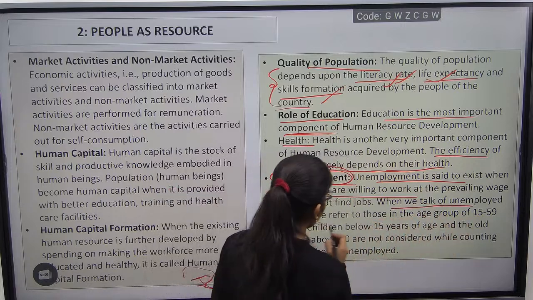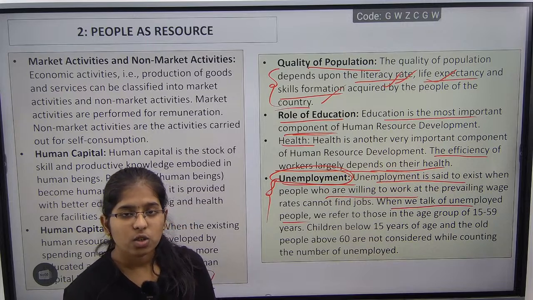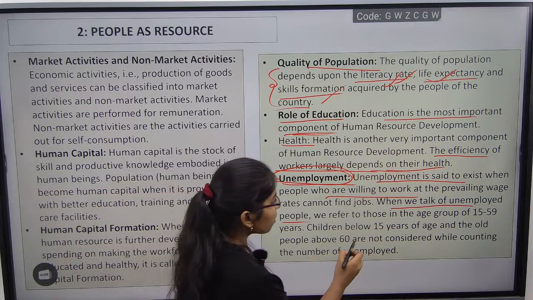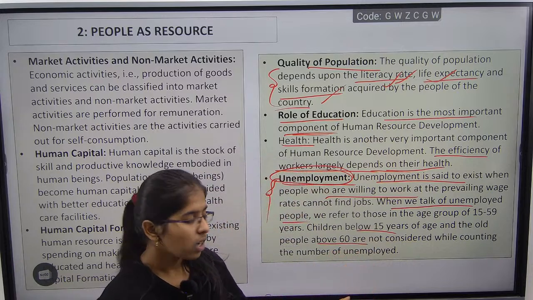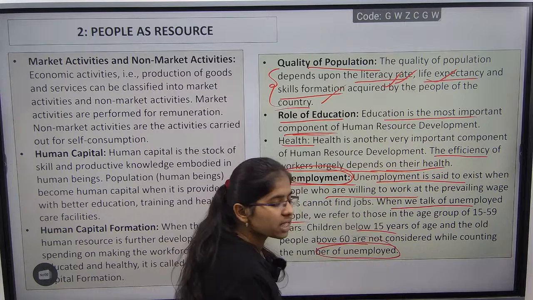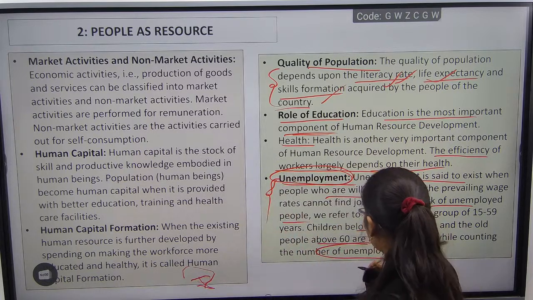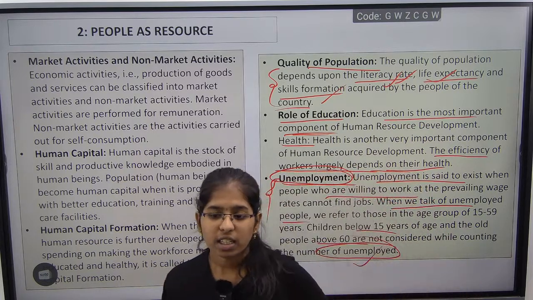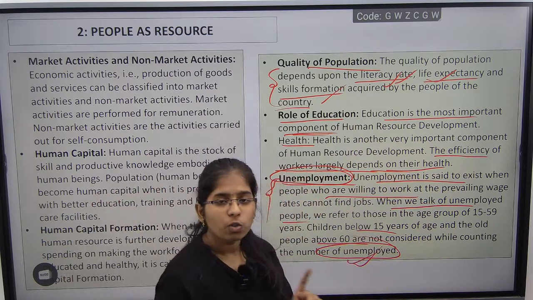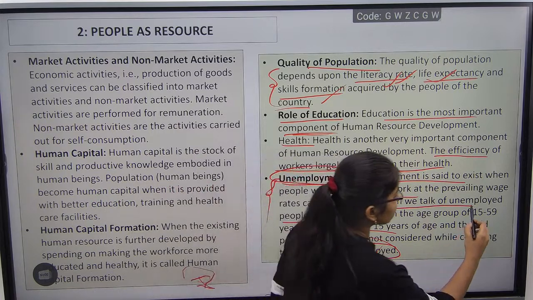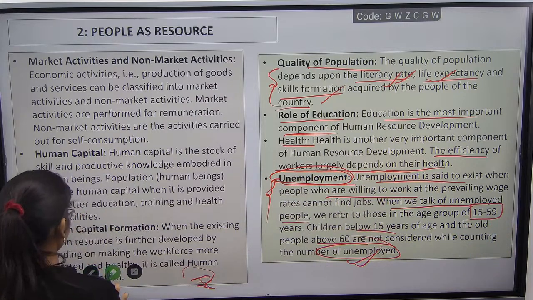We will talk of unemployed people. We refer to the age group from 15 to 59. This is known as the demographic dividend. But those below 15 and above 60 are not considered unemployed people, because they are not productive, and even if these people do not have work, we don't consider them unemployed. We only consider the section of the population from 15 to 59. That is what they mentioned there.